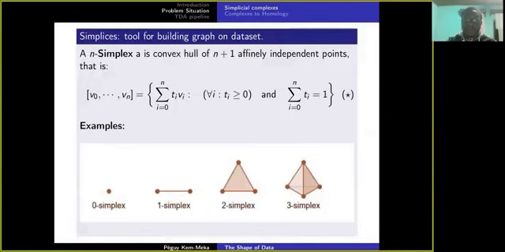To define the notion of simplicial complex, we need first to know the notion of simplex. An n-simplex is just a convex hull of n plus 1 affinely independent points. In other words, here I have my points v0, v1 up to vn. Satisfying this formula star, I will say that they form an n-simplex. For example, a 0-simplex is just a point. A 1-simplex is just an edge. A 2-simplex is just a triangle. A 3-simplex is a tetrahedron.